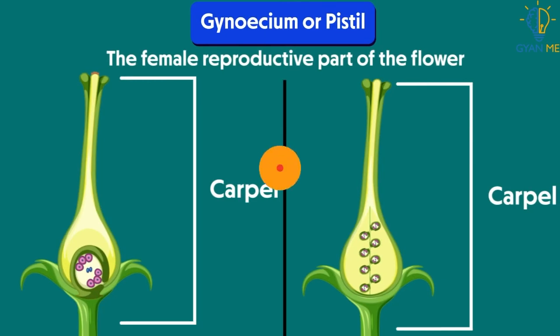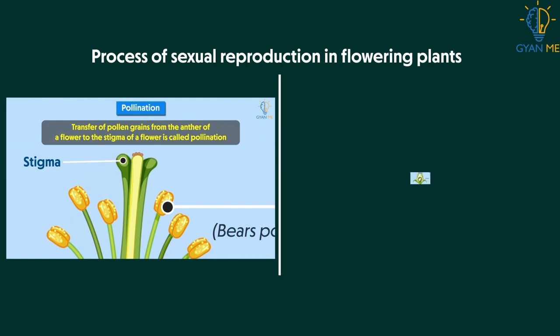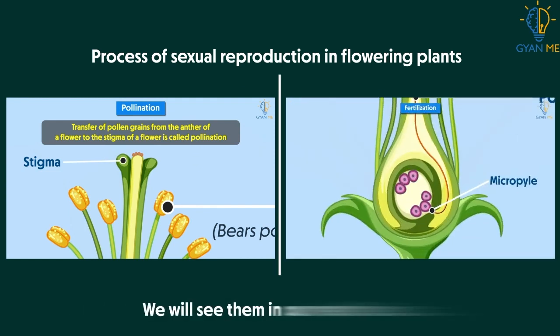So students, this is the detailed structure of the anther and filament, or androecium and gynoecium whorls, in the flowers of plants. We know that the process of sexual reproduction in flowering plants involves pollination and fertilization. We will see them in our next video.